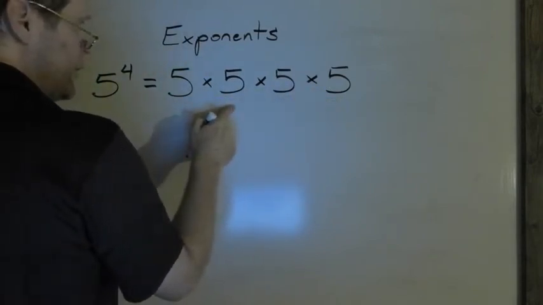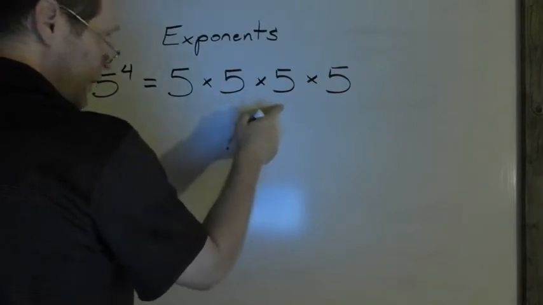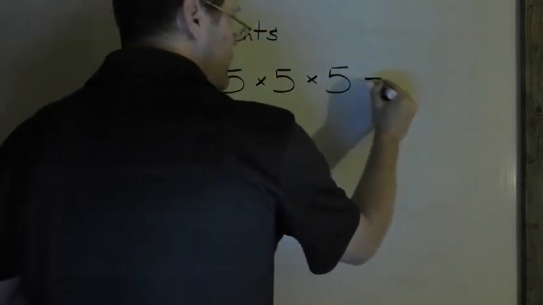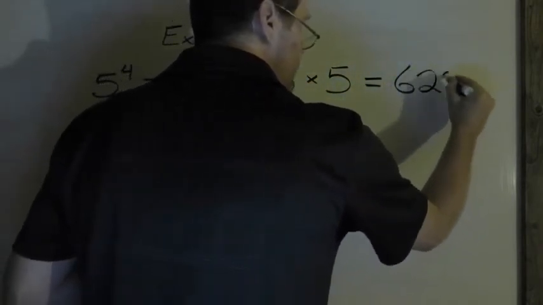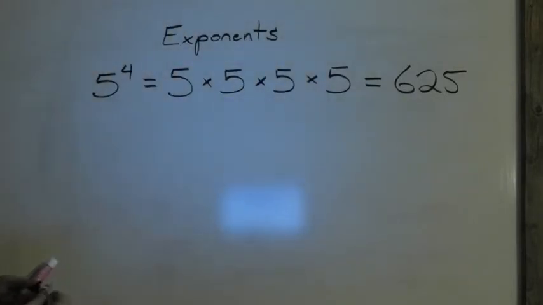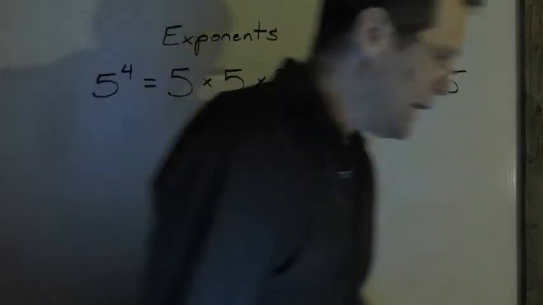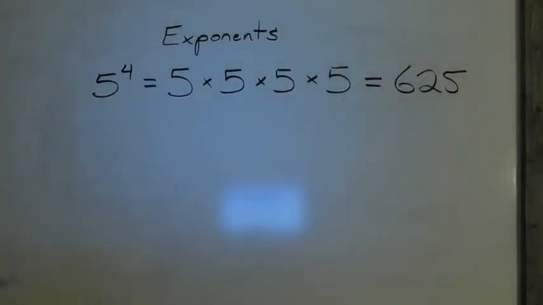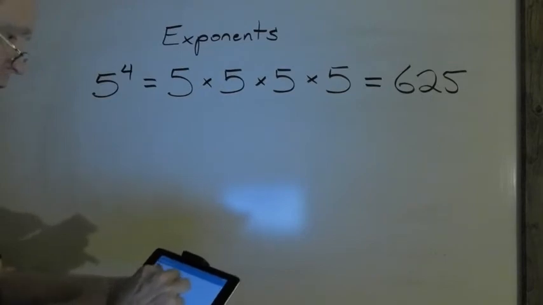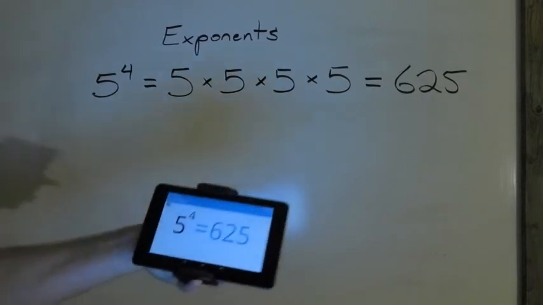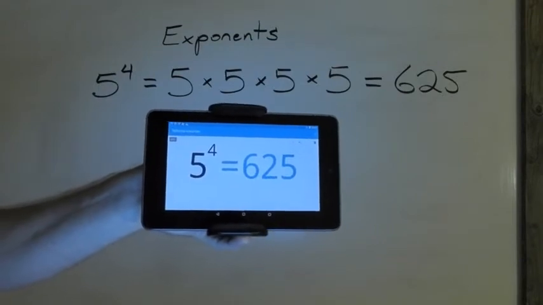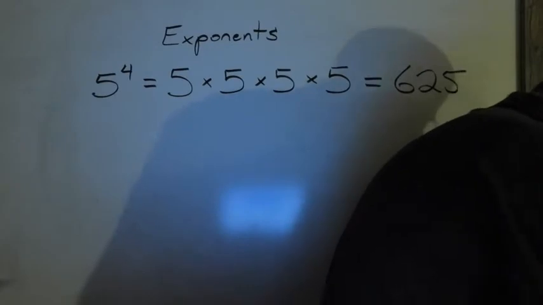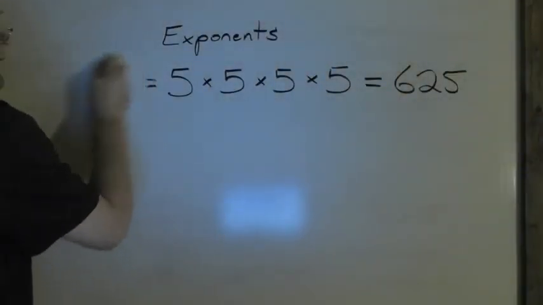5 times 5 we know is 25. 25 times 5 is 125. 125 times 5 is 625. Is going to give us a grand total of 625. Now once again, I often make mistakes, so I'm going to go over here and check it on my calculator. We're going to have 5 to the fourth power. 5 to the fourth power is indeed 625. So far so good. Let's look at a few of these and see how we do.